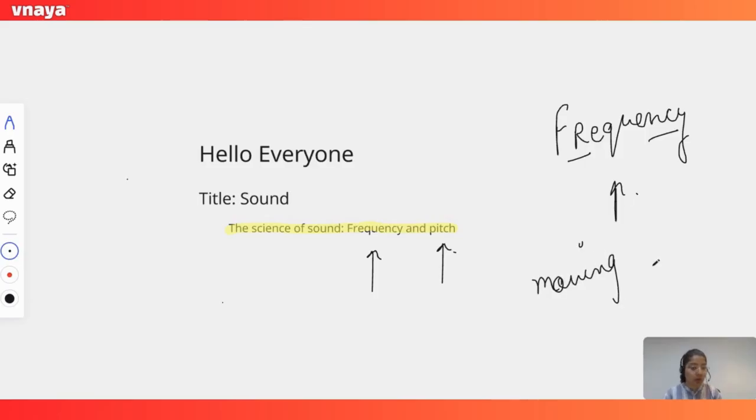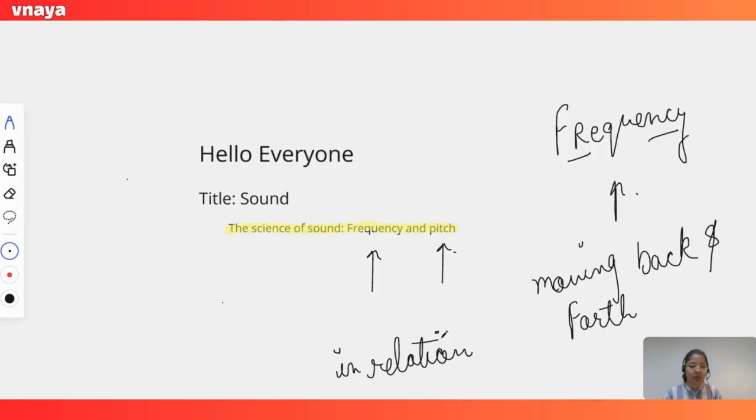So, moving back and forth, and for how long, in relation to time. Now the point is, how do we measure this frequency? We measure frequency with something called hertz. Now here is where it gets interesting.